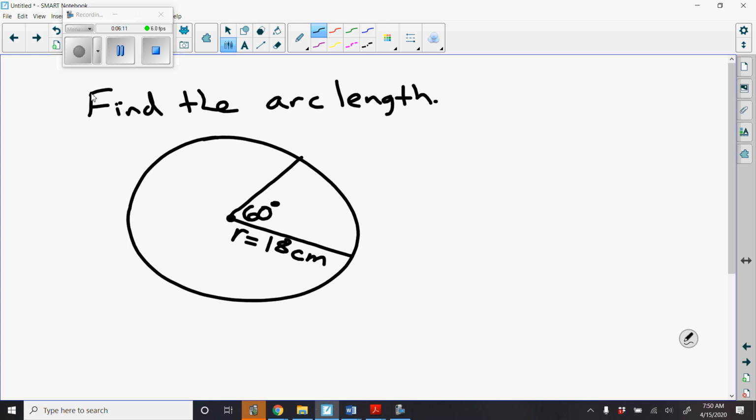Okay, so here's the problem. I want you to find the arc length. Okay, and just to be clear, since there are two arcs drawn here, on this particular arc length, right here. Okay, so to calculate that thing, I'm going to use my formula. I'm going to write my formula up here.